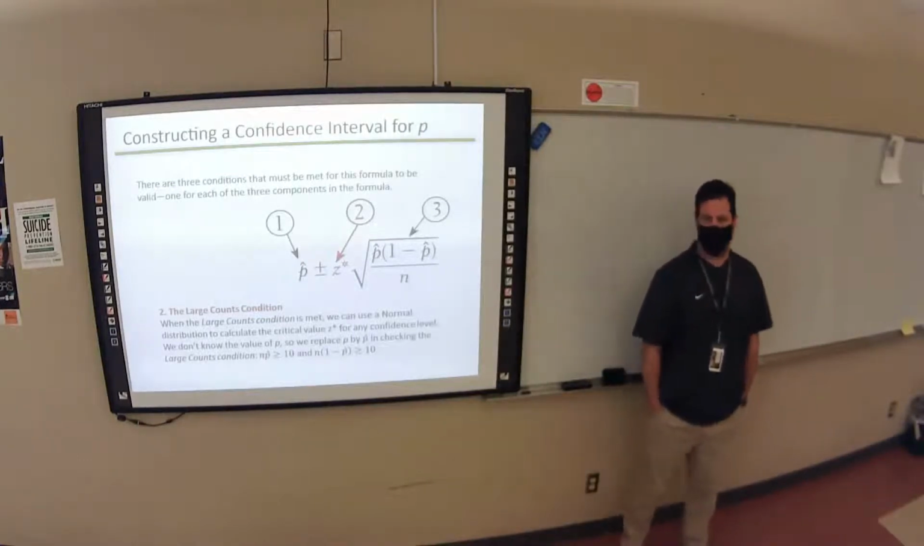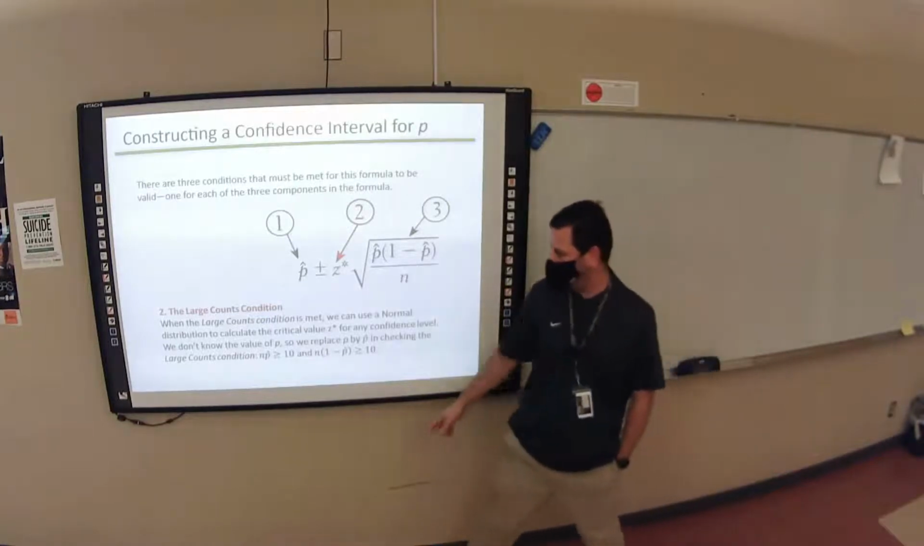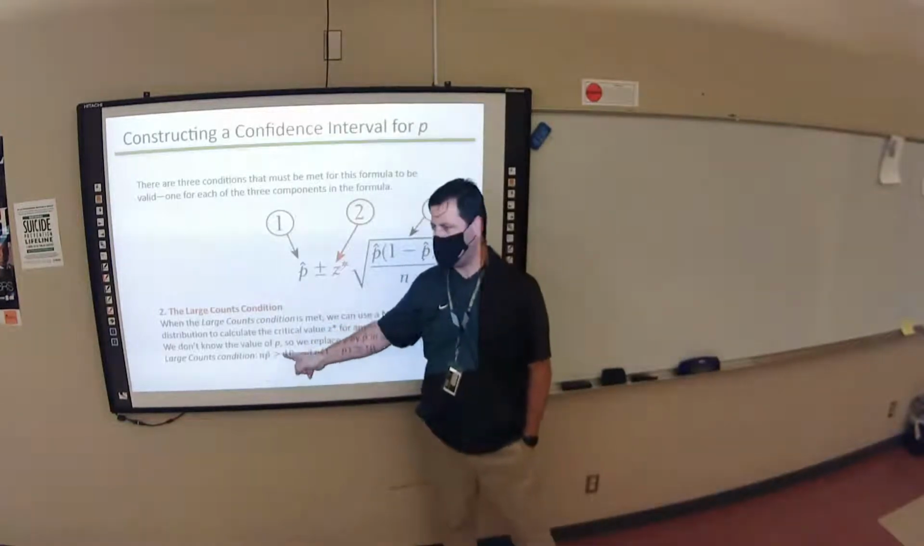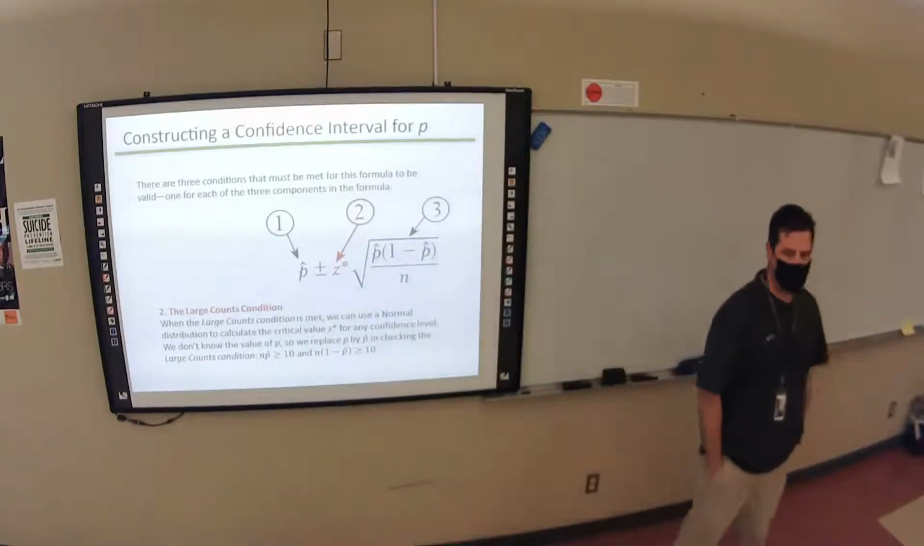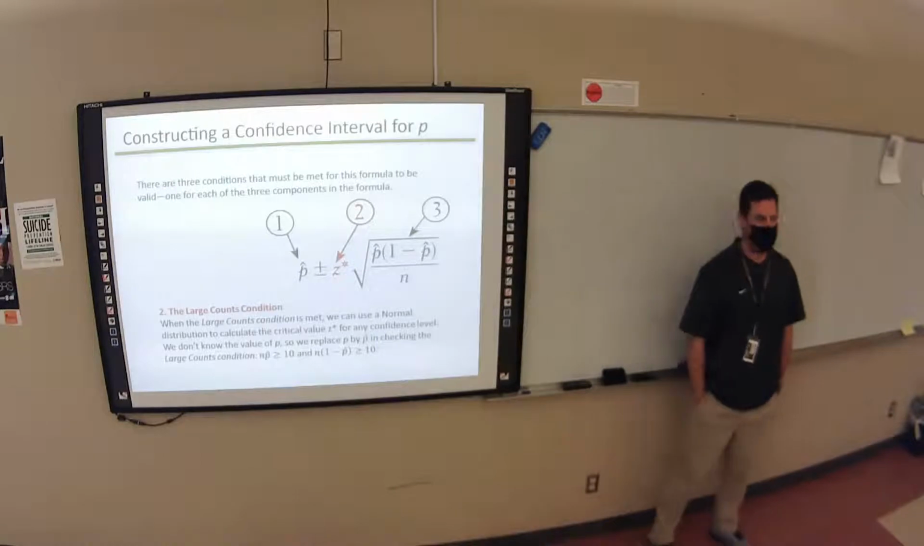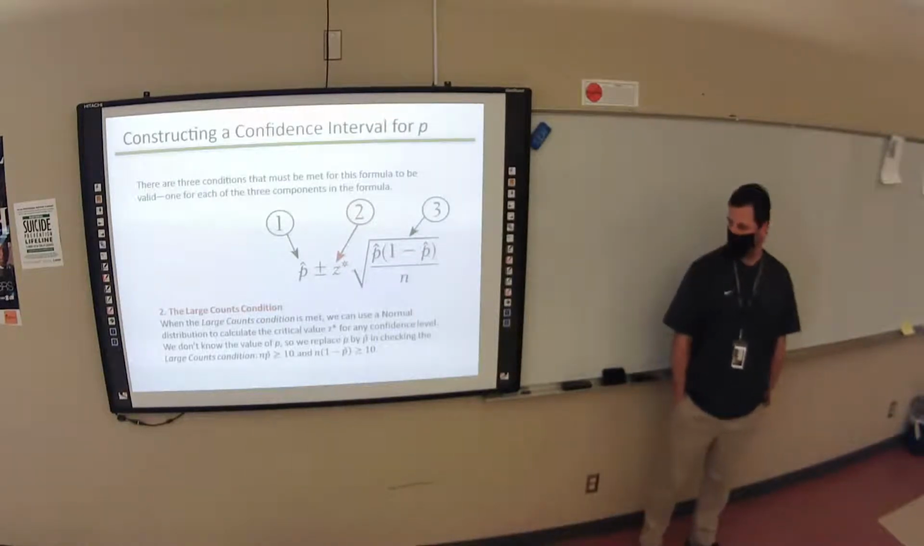We don't know the value of P, so again, we will be using P hat. We want N times P hat to be greater than 10, and we want 1 minus P hat times N to be greater than or equal to 10. Same condition we used last chapter. Large counts.